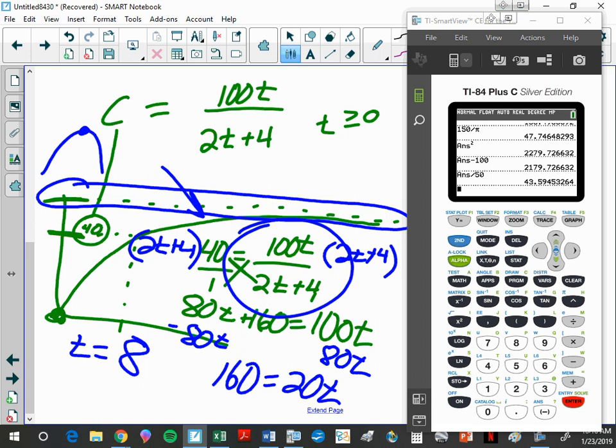100T divided by 2T is 50. So this mark right here is 50. Will the concentration in your blood ever be 50 milligrams per liter or whatever it was? No. But eventually it will be so close to 50 you can't tell the difference. 49.999999999, which essentially is 50.